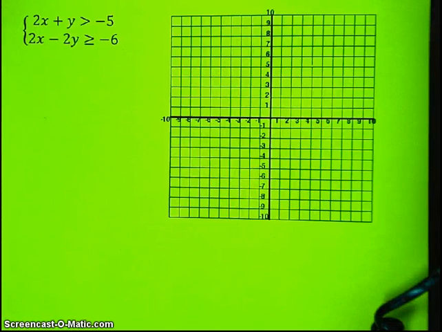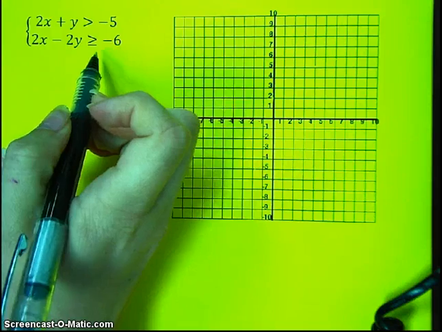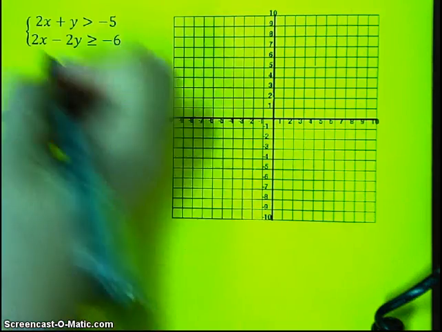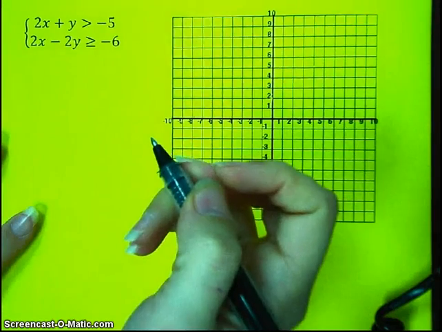All right, today we're looking at graphing systems of linear inequalities. So instead of just having one inequality to graph and shade, we have two, and wherever their shading overlaps, that is the solution to our system. So we have 2x plus y greater than -5, 2x minus 2y greater than or equal to -6. We need to put these into y equals or slope-intercept form, so that way we can graph these.